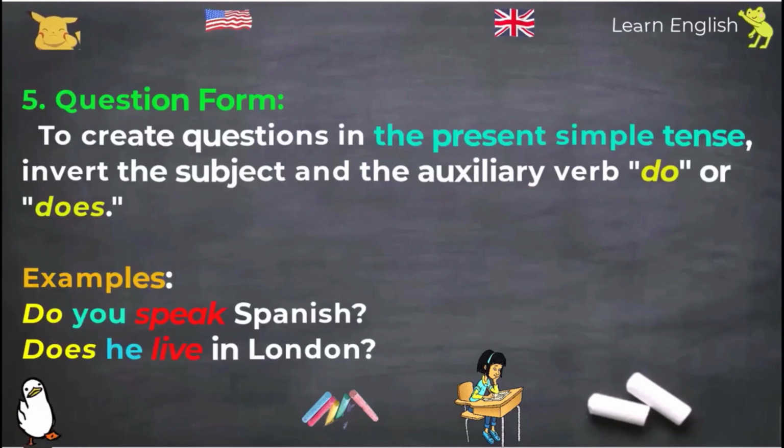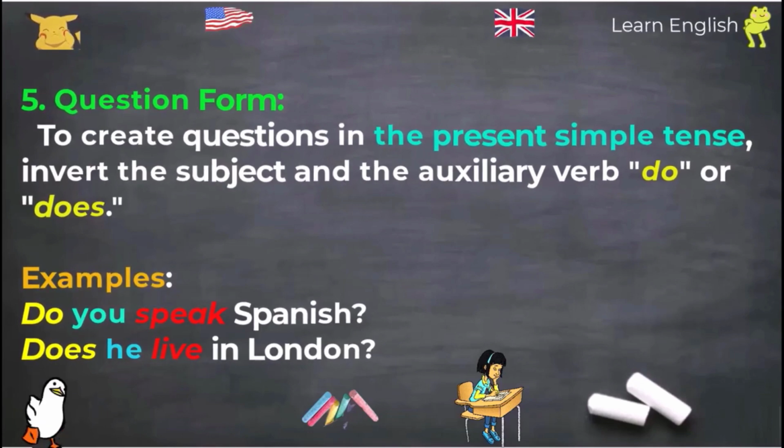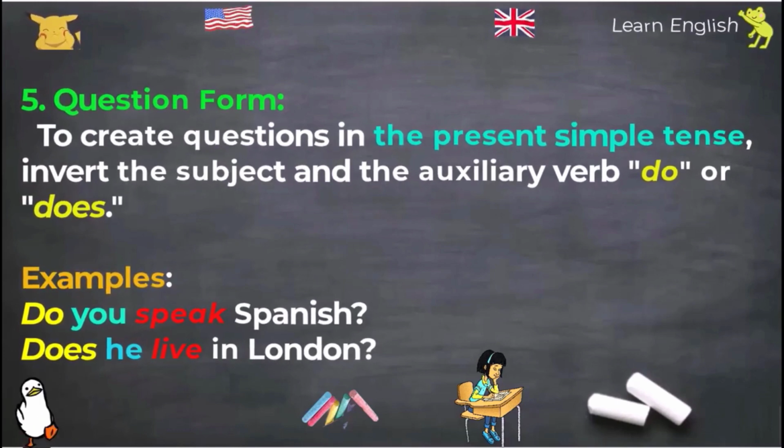Question form. To create questions in the present simple tense, invert the subject and the auxiliary verb do or does. Examples. Do you speak Spanish? Does he live in London?